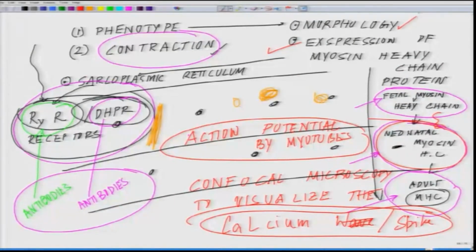The morphology, expression of the myosin heavy chain, the fetal myosin heavy chain, neonatal myosin heavy chain, and if you go further, adult myosin heavy chain, presence of sarcoplasmic reticulum, ryanodine receptor, DHPR receptors, the action potentials by the myotube and their contraction, and followed by the calcium wave, measuring the calcium wave.